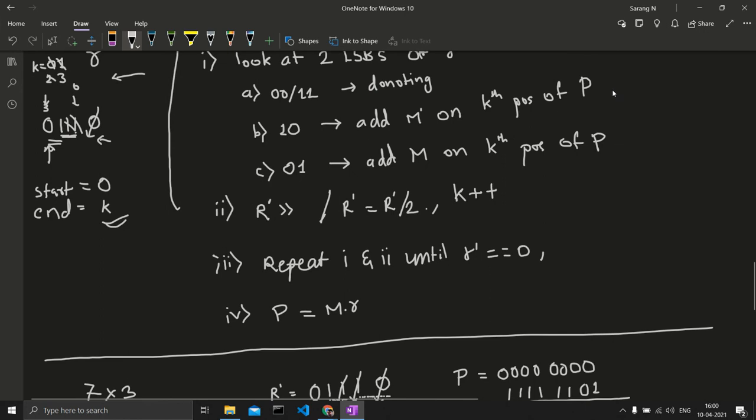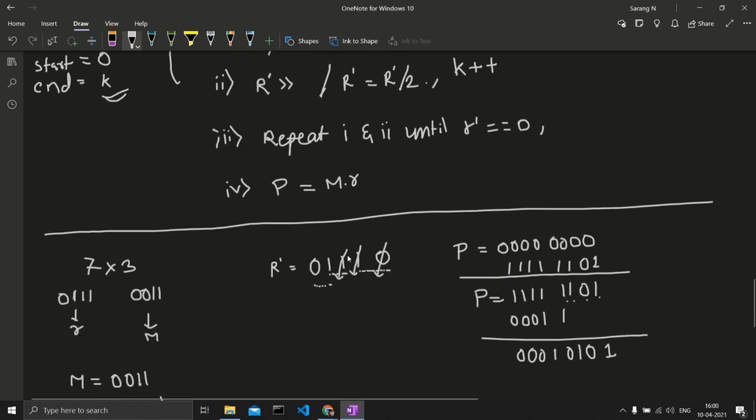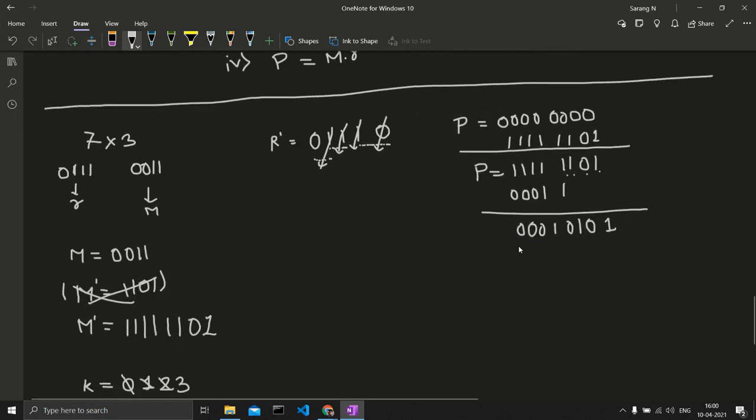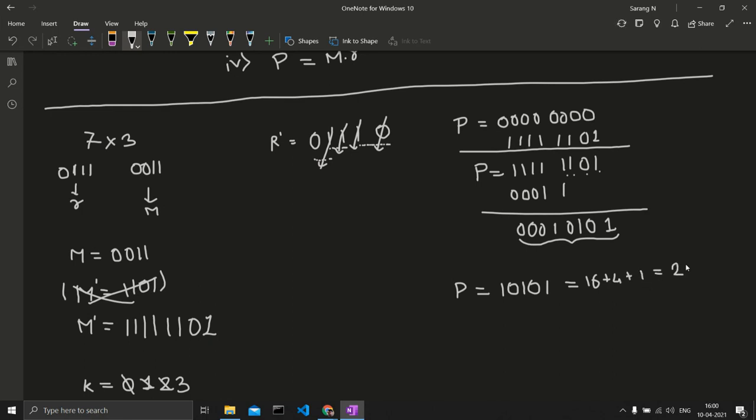Okay, we have done this step. Next is divide r. We'll divide r by 2, and we see that r dash has become 0. So our final answer should be this thing right here. And indeed, we have got p is 10101. If you calculate that, it is 16 plus 4 plus 1, that would come out to be 21 in decimal, which we know that 7 times 3 is equal to 21.